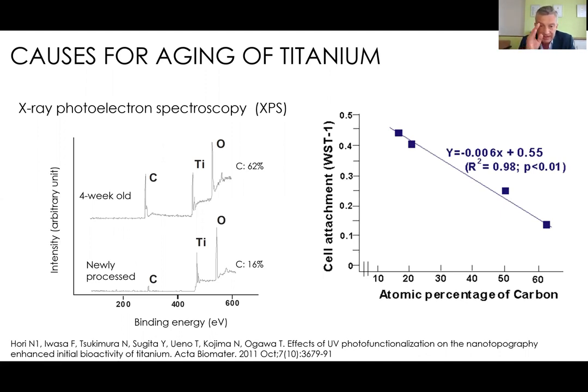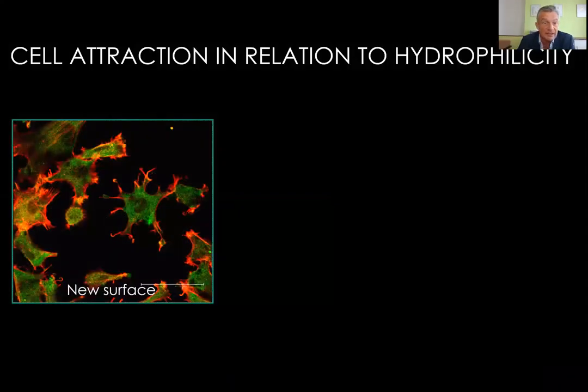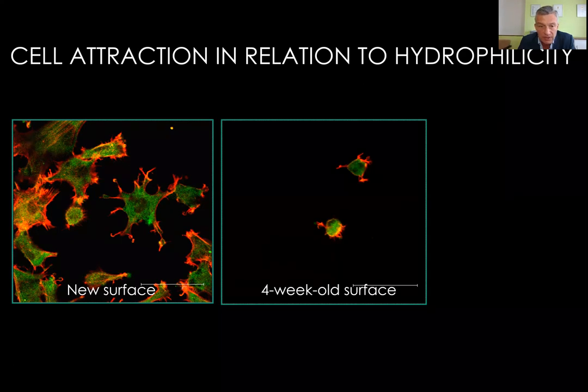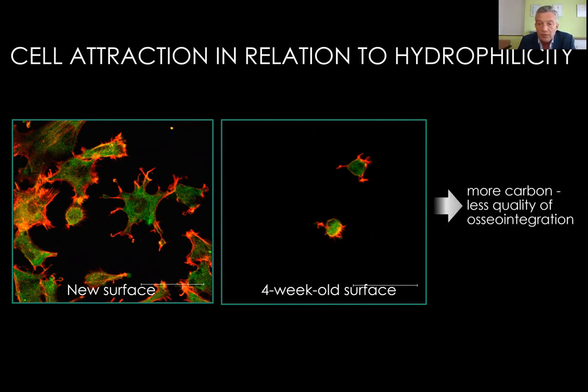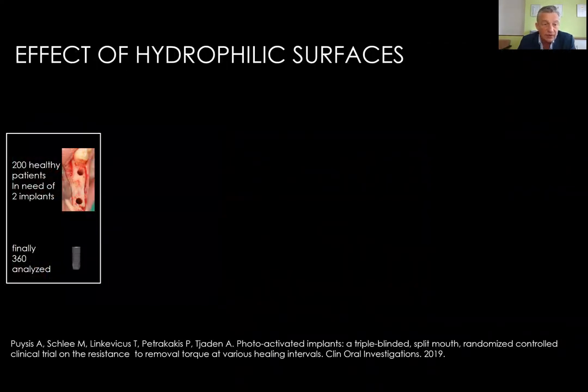If you assess the cell attachment in relation to the percentage of carbon on the implant surface, then you recognize the more carbon, the less cell attachment. Here you see some examples. This is a freshly prepared titanium surface and some osteoblasts which spread perfectly on this surface. And this is a 4-week-old surface. So the osteoblasts have a different shape and form, and the number of osteoblasts which grow on that is also different. So we have to realize, the more carbon, the lower the quality of osseointegration in those implants. Is that really clinically relevant?